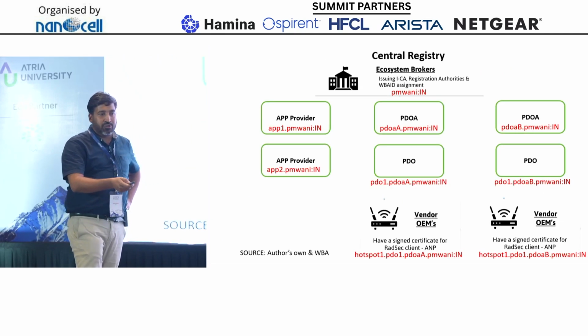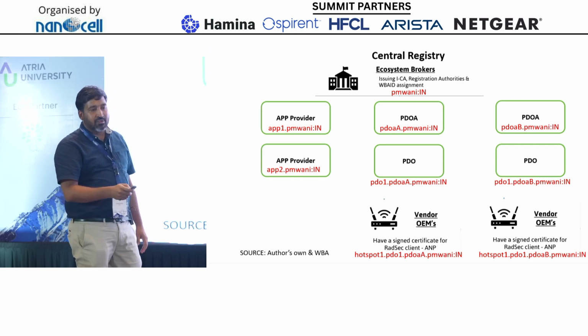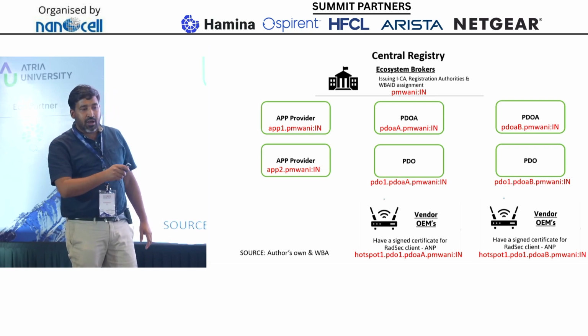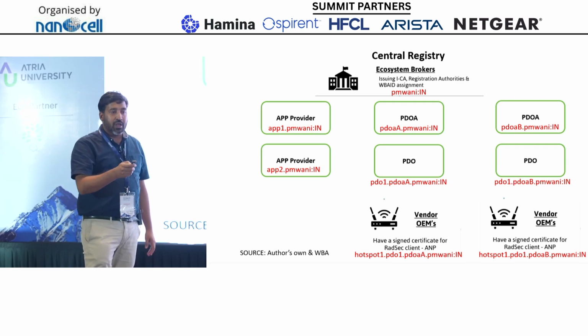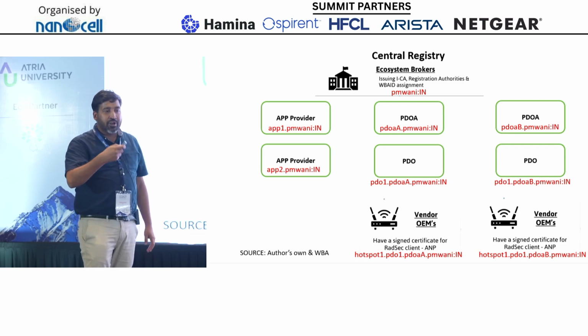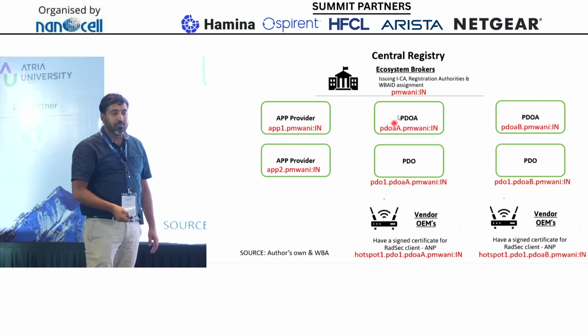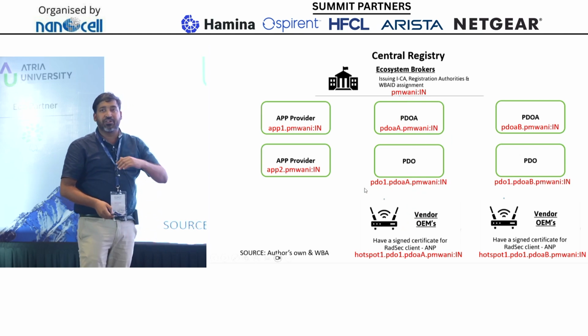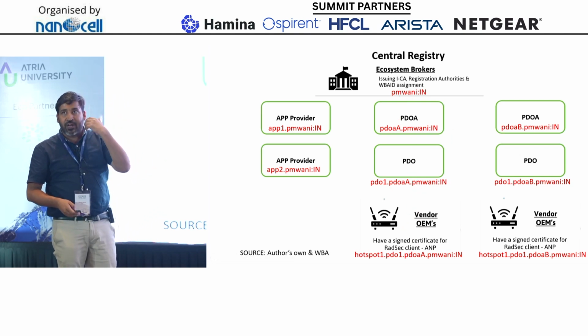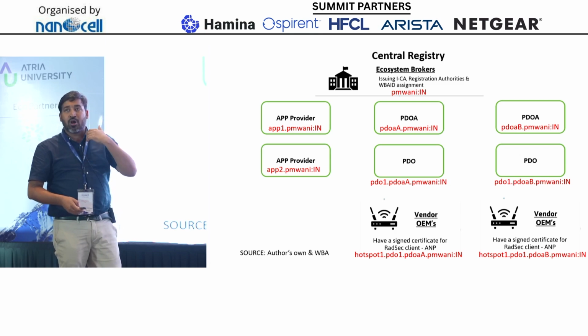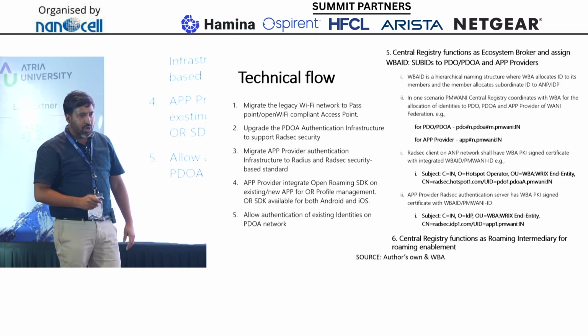What you need to do is have the central registry act as an ecosystem broker, get the ID from WBA, and then generate the sub ID and distribute that sub ID to these players like the application provider, PDOA, and PDO, so that they will be distinctly identified in the network, able to communicate with each other, and able to authenticate the end user. So this is the technical flow.